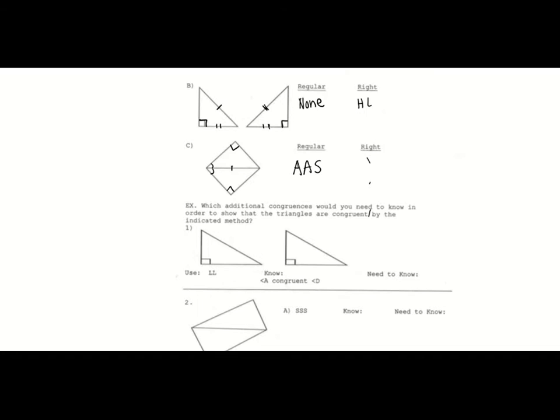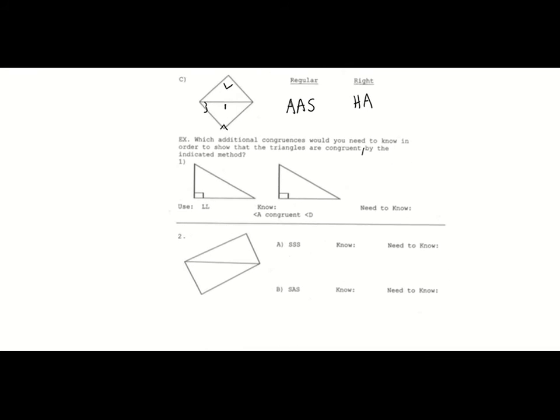Now if I'm using my right triangle theorems, I have an angle that matches up in both right triangles other than my 90, and I know my hypotenuse is the same. So that would be my hypotenuse angle theorem for a right triangle.